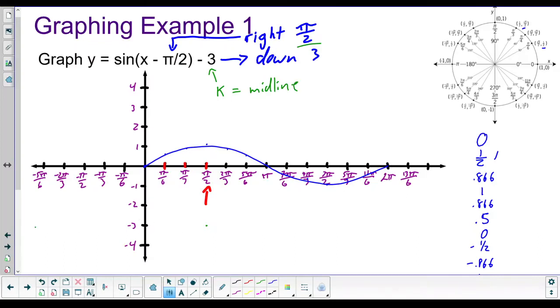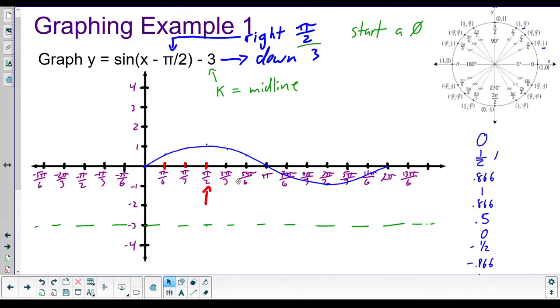So here's our midline at negative 3. And then normally we start at 0. Normally, right? That's what our parent function here is. Because we are shifting to the right pi over 2, that's just basically telling us if we took this thing, and we went 1, 2, 3, now we're just starting that same graph at pi over 2. So you're going to start at whatever your h value is.